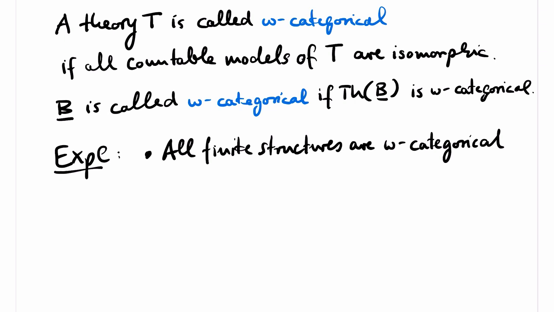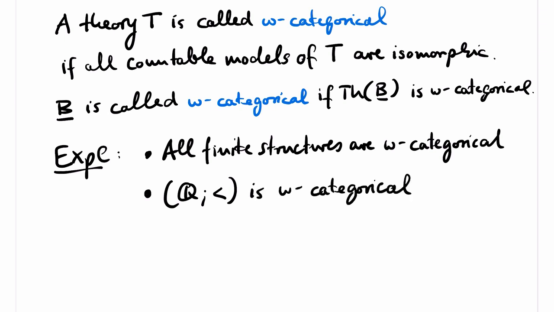One of the prime examples of an omega-categorical structure is Q, the rational numbers, with the usual strict order on Q. This is an immediate consequence of Cantor's theorem, which states that all countable, unbounded, dense linear orders are isomorphic. This can be shown by a back and forth argument that we have seen in an earlier video. There are many more examples. The class of omega-categorical structures is very large and rich.